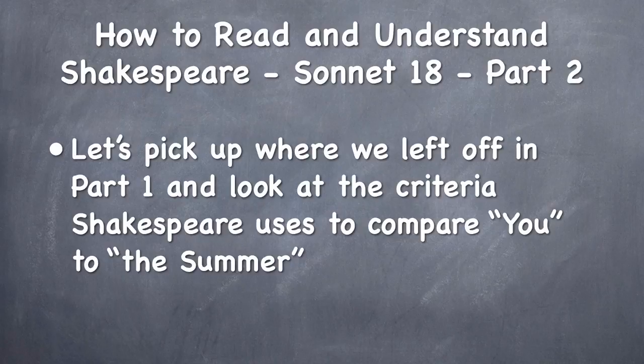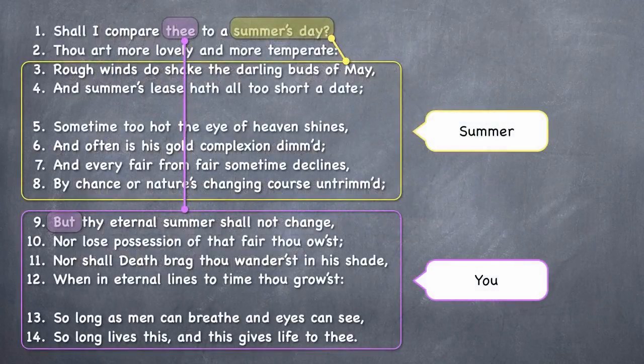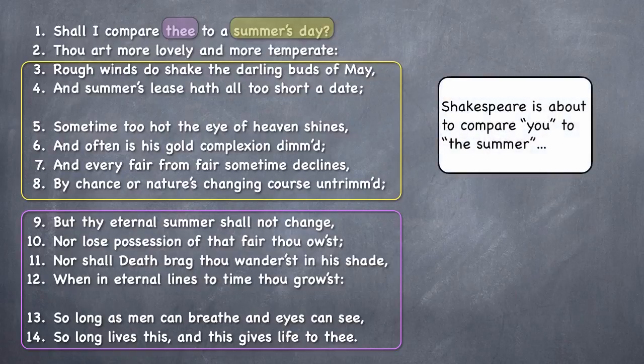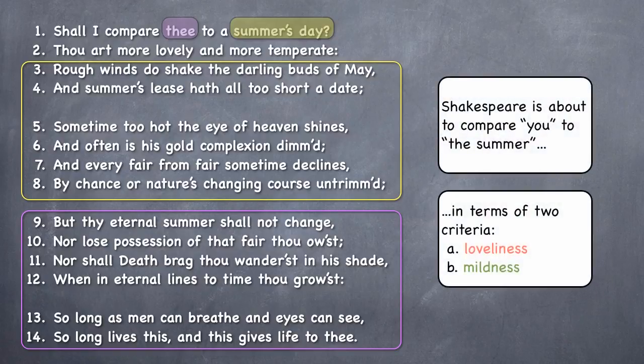So what do we have so far? So far we know that we have two main sections, by means of which Shakespeare is comparing the summer to thee, to you. Shakespeare is about to compare you to the summer, and he's about to do it in terms of two criteria. And what are the criteria? They're loveliness and mildness. In line 2, he says you are more lovely and you are more temperate. These are the two criteria that he should be using throughout his comparison.